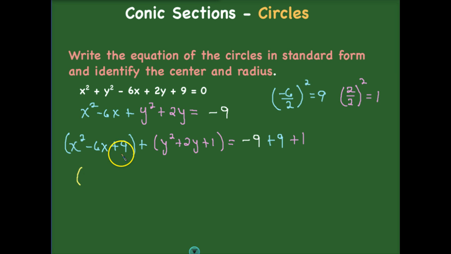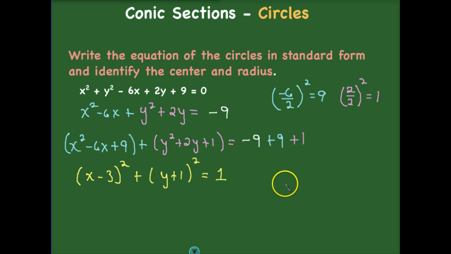This is the easy part because I made up this 9 to be a perfect square. So to factor it is just the square root of it. So it would be, sorry, not that squared, it would be x minus 3 times x minus 3. That would be how you would factor this quadratic, but I'm going to write it as x minus 3 squared so that it's in standard form for a circle. For our y, we would get y plus 1 times y plus 1, or y plus 1 squared. On the right side, -9 plus 9 is 0. That leaves us with 1.